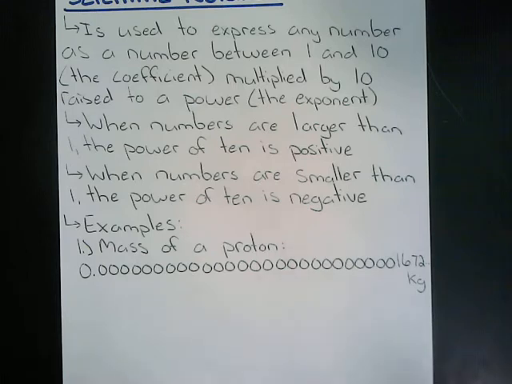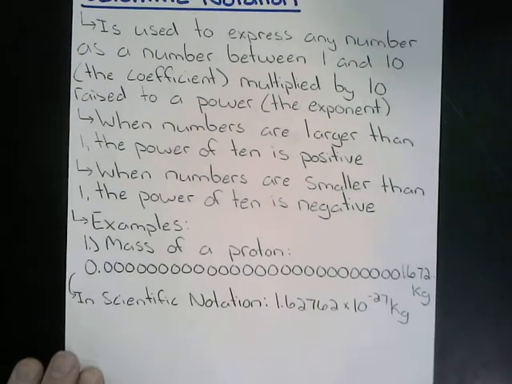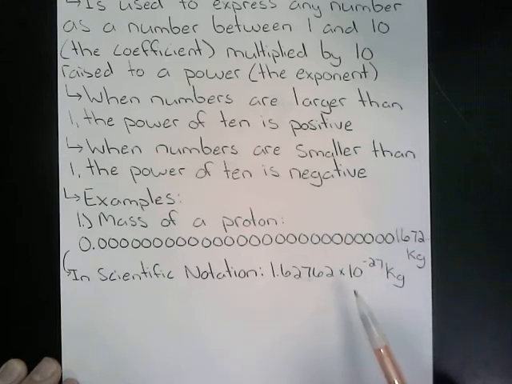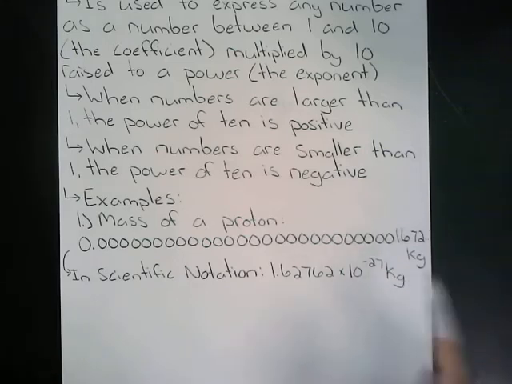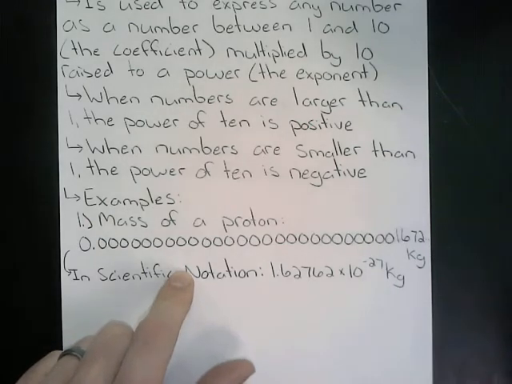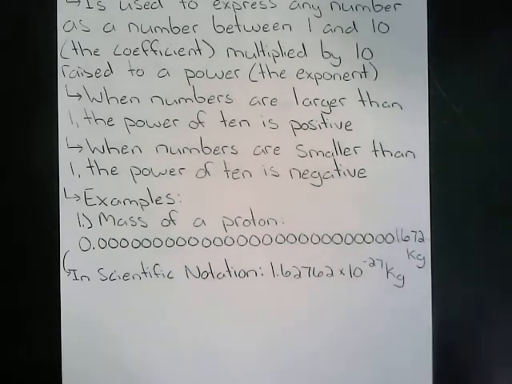Now, if we express this mass of the proton using kilograms, and we express it in scientific notation, the number becomes 1.62762 times 10 to the negative 27th kilograms. So again, this number now fits very nicely in a smaller space, and there's less of a chance to make an error by putting one too many zeros or not enough zeros in the correct spot.